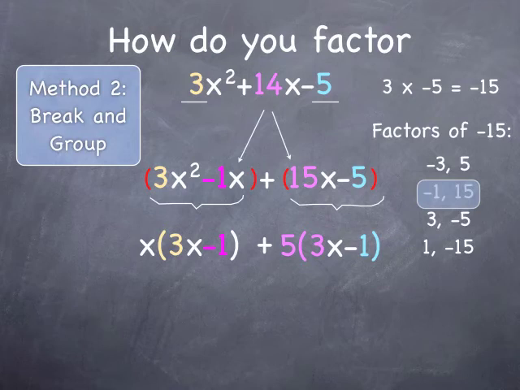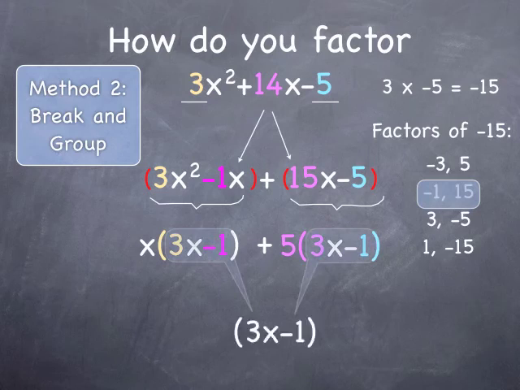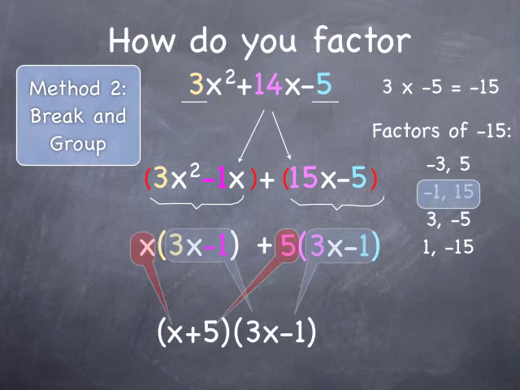If you look at the two factored expressions, you'll notice that they both have a factor 3x minus 1 in them. I'm going to factor out the 3x minus 1 part, and when I do that, what's left behind in the first group is x, and what's left behind in the second group is 5, so x plus 5. Now I have fully factored the original expression. 3x squared plus 14x minus 5, which is what we started with, can be factored into x plus 5 times 3x minus 1.